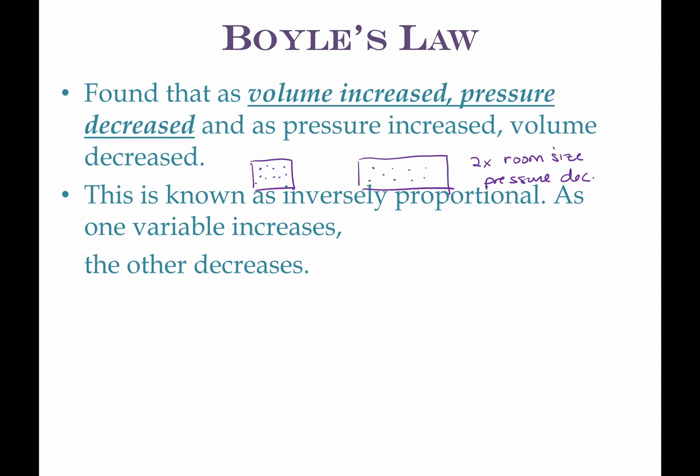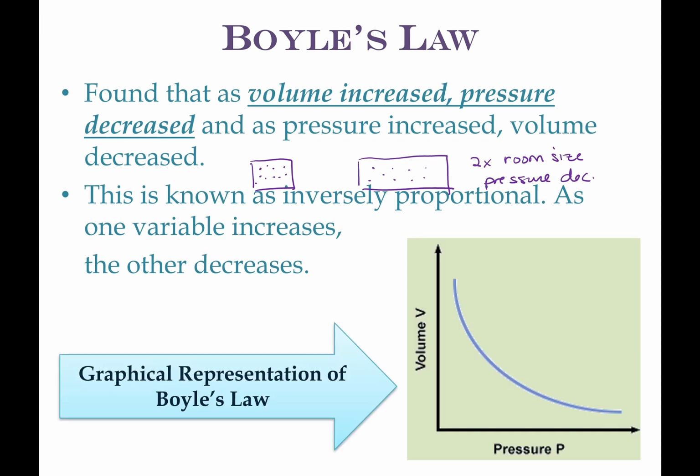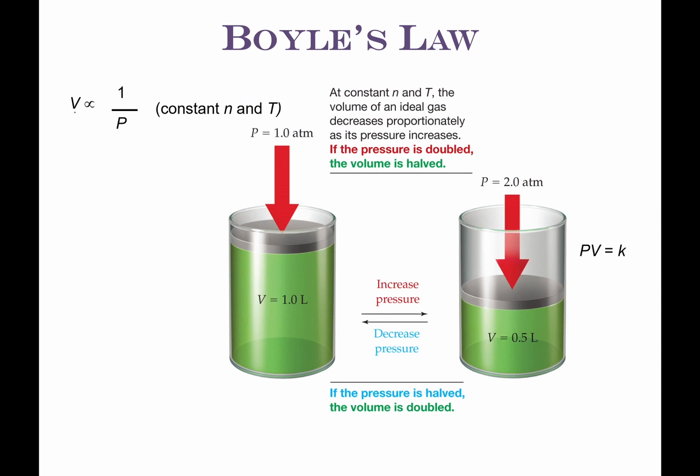So this is known as an inverse proportion. As one goes up, the other one goes down. This is what a graph of an inverse relationship looks like. I'm going to say pressure times volume is equal to a constant. And we use K for constant because sometimes C is actually used as a variable. So pressure times volume is equal to a constant. As one goes up, the other one goes down, so this will remain constant. Volume is inversely proportional to pressure.